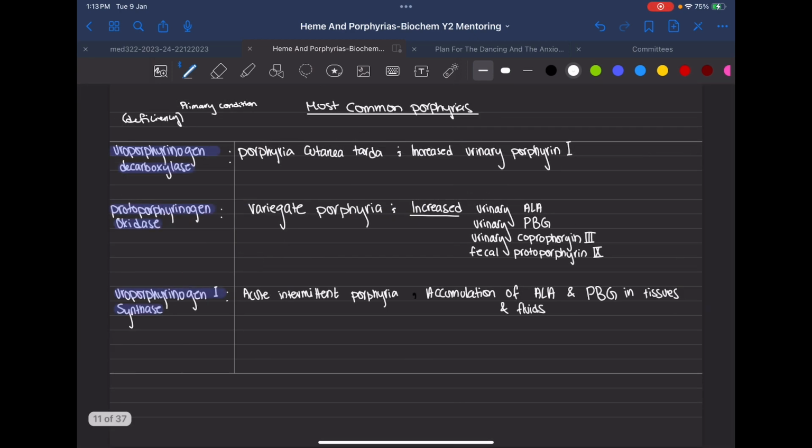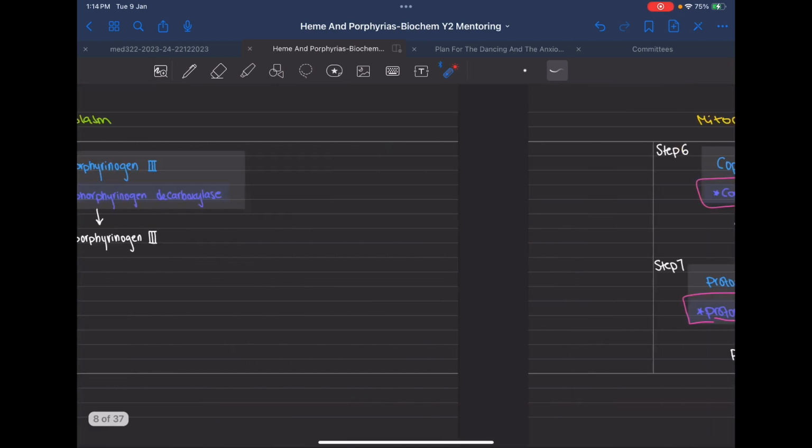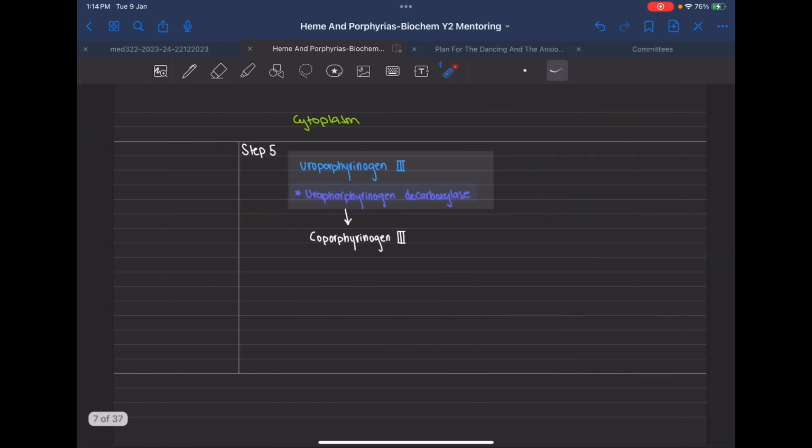Okay, moving on. So the most common porphyrias, we have three that were mentioned. We have Porphyria cutanea tarda, variegate porphyria, and acute intermittent porphyria. So let's start with the first one, cutanea tarda. This is related or associated with a deficiency in this enzyme, our uroporphyrinogen decarboxylase enzyme. So let's go to that step.